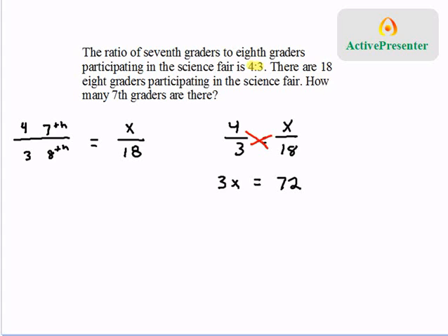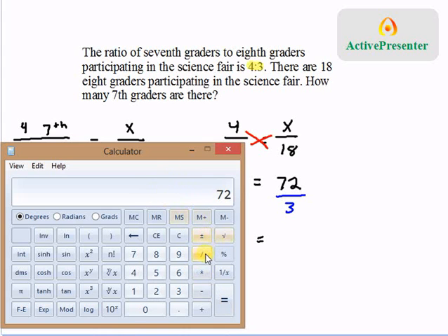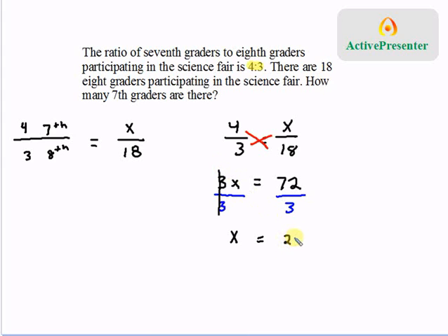Then we simply solve our equation again. 3 times x, we'll use inverse operations, which means we'll divide by 3. 3x divided by 3 leaves us x. And to keep it balanced, we divide by 3 on this side, which leaves us with 72 divided by 3. 72 divided by 3 is 24. So x is equal to 24. How many 7th graders are there? There should be 24. Let's take a look at it and check it.